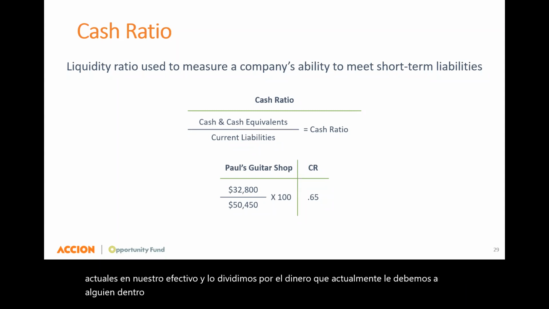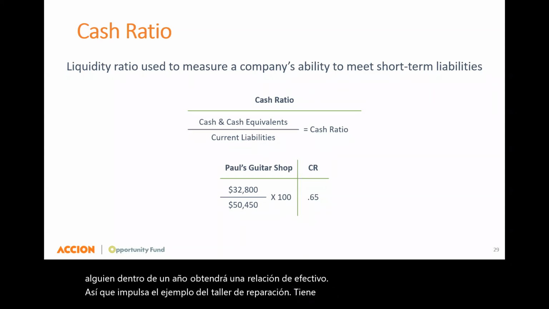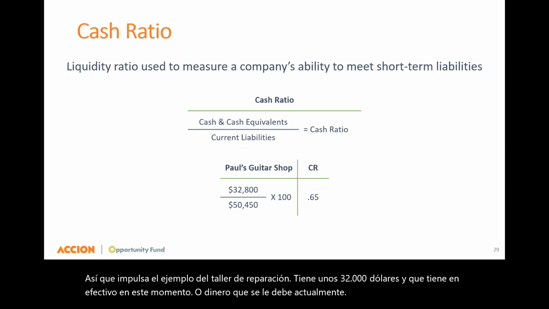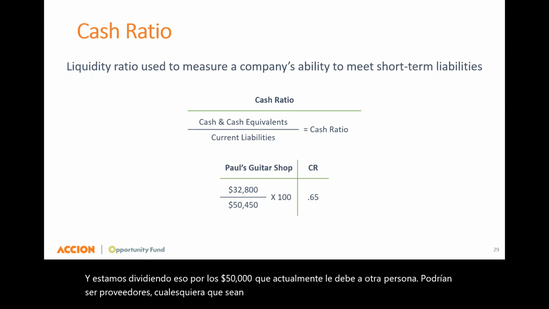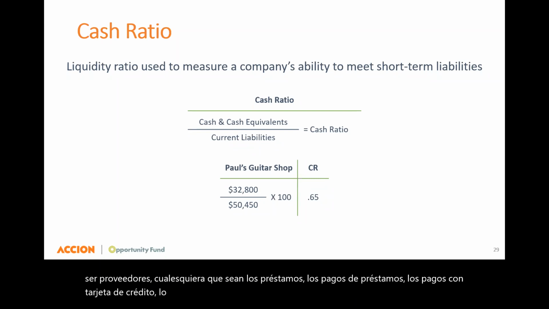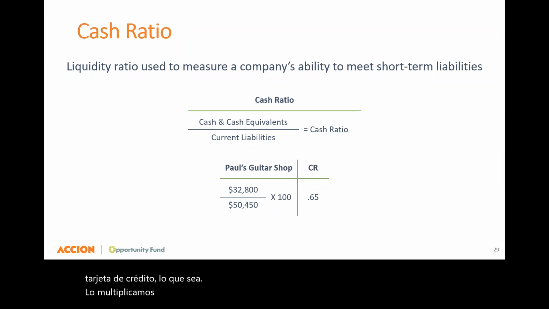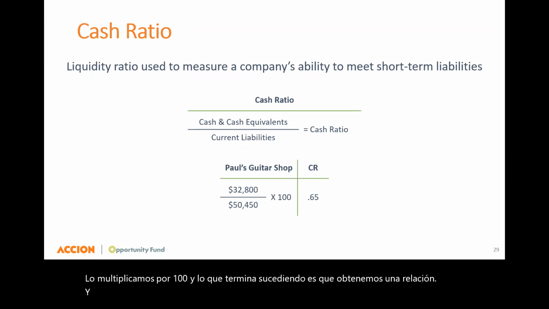So in Paul's repair shop example, he has about $32,000 in cash right now, or money that is owed to him currently. And we're dividing that by the $50,000 that he currently owes to someone else. It could be vendors, loans, loan payments, credit card payments, whatever that may be. And we multiply it by 100. What ends up happening is we get a ratio. In this case, we get 0.65.